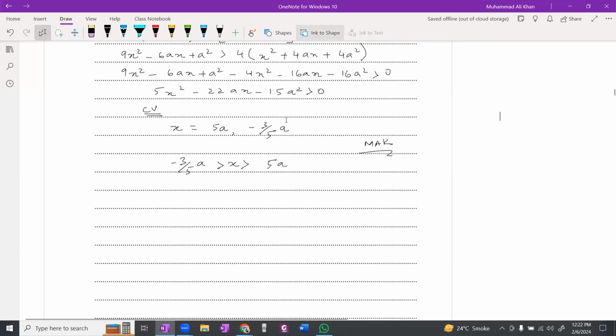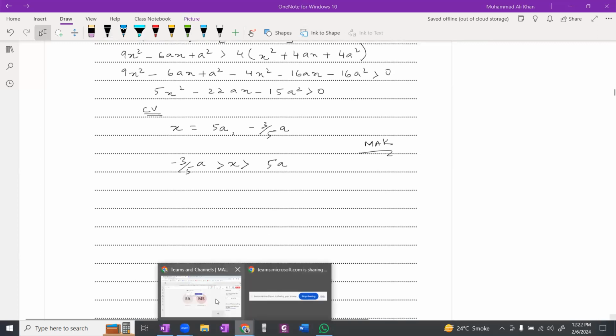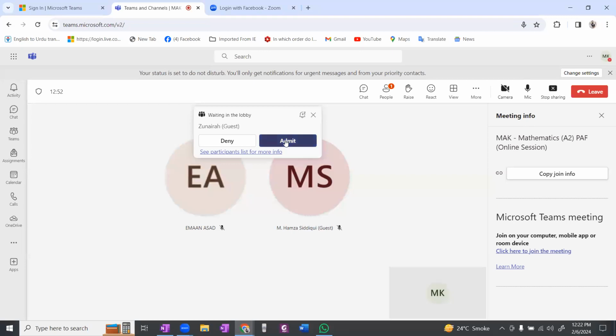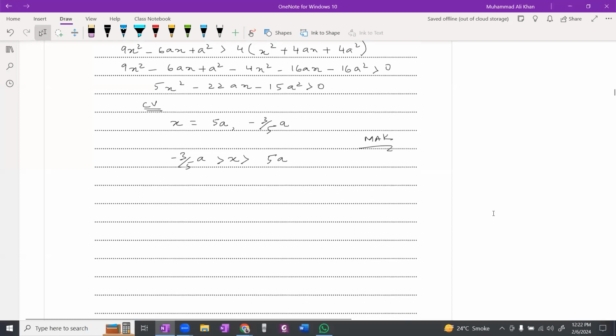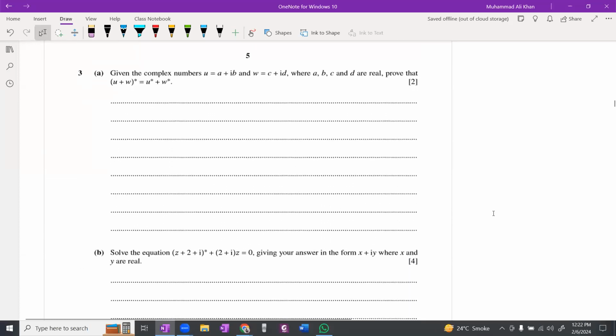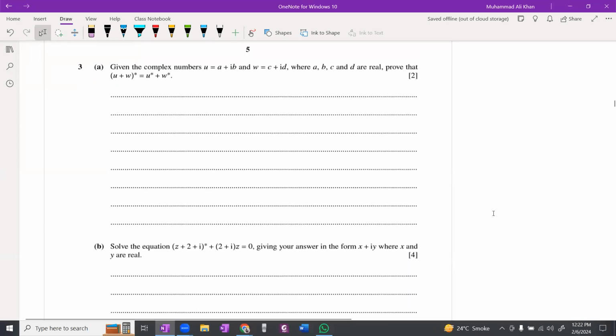And now after that, next question, question number 3. It's a question of complex numbers. What we have in this question of complex numbers: first, you are told, given that the complex numbers u equals a plus iota b, w equals c plus iota d.